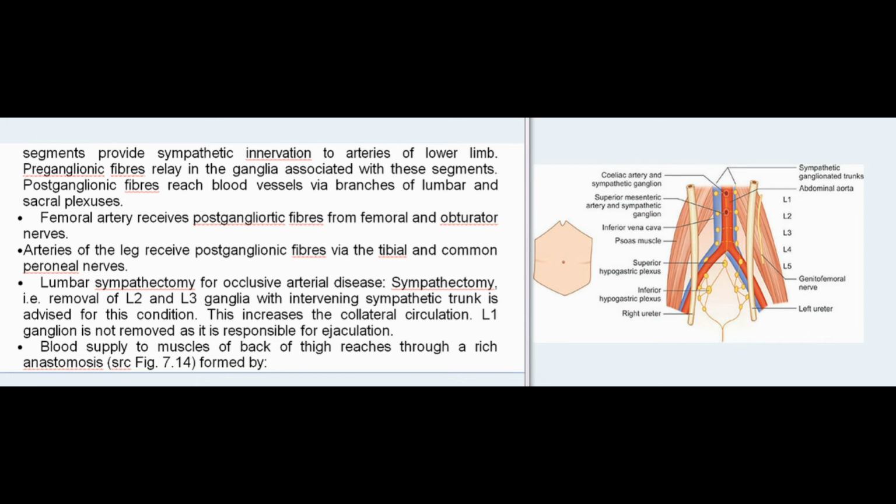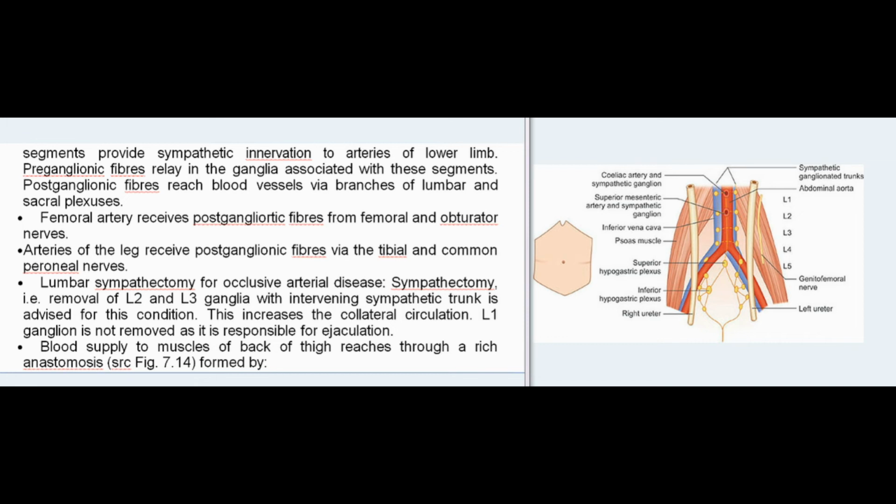Lumbar sympathectomy for occlusive arterial disease. Sympathectomy, i.e. removal of L2 and L3 ganglia with intervening sympathetic trunk, is advised for this condition. This increases the collateral circulation. L1 ganglion is not removed as it is responsible for ejaculation.